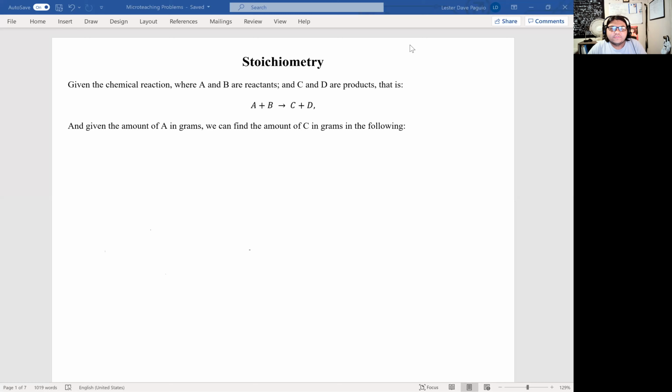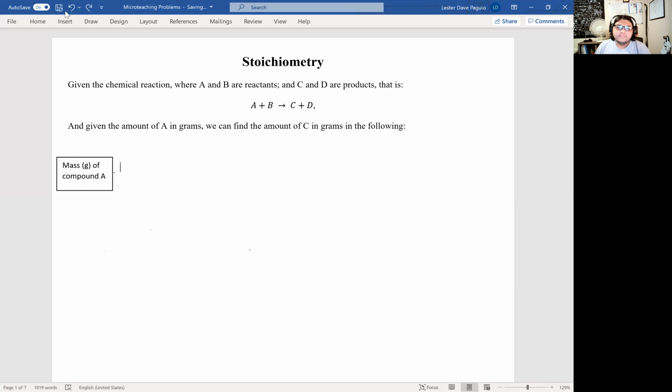Hello, everyone. So before we start doing stoichiometry problems, I would like to remind you what we should actually do. Given the chemical reaction where A and B are reactants and C and D are products, that is A plus B is C plus D, and given the amount of A in grams, we can find the amount of C in grams as follows. So we have the mass in grams of compound A.